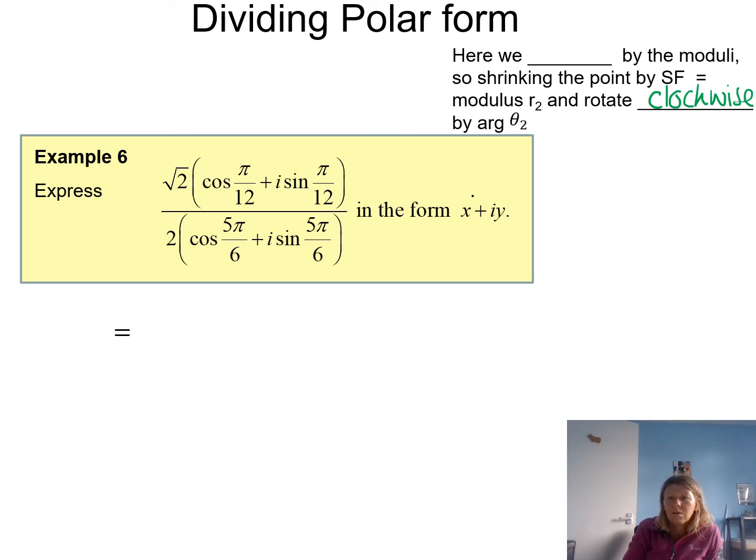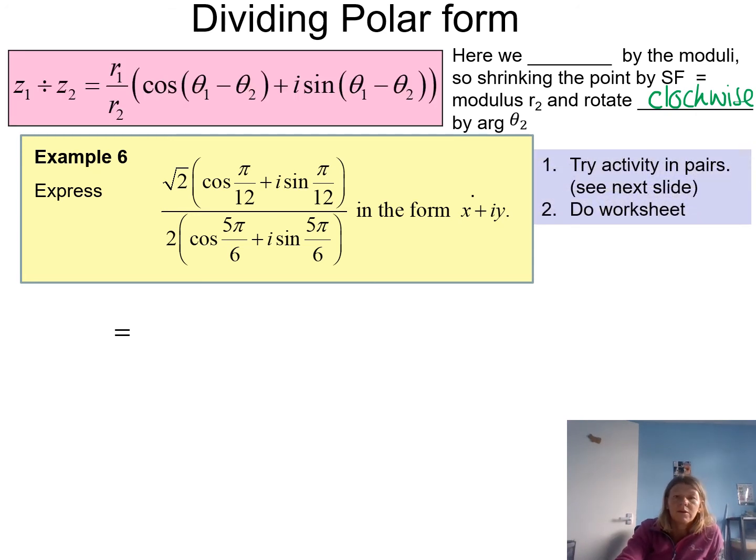So we are shrinking by a scale factor of, I don't know how to write that down, I should leave that blank a minute. So basically what we're doing, you divide the moduli. We divide the moduli, so it's root 2 over 2, and we subtract the angles.